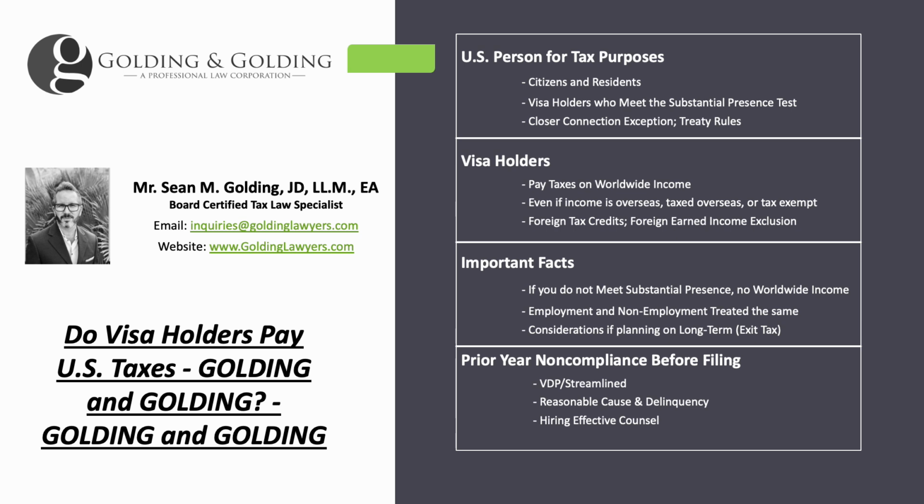If you're out of compliance and you want to get into compliance, there's various programs available to you. If you're willful, there's the voluntary disclosure program. If you're non-willful, there's programs such as the streamlined procedures, delinquency procedures, and reasonable cause.